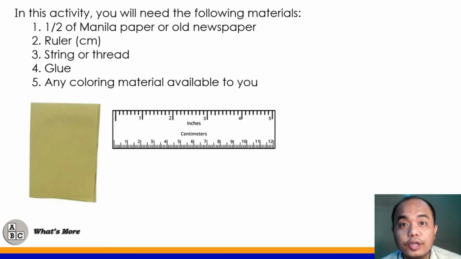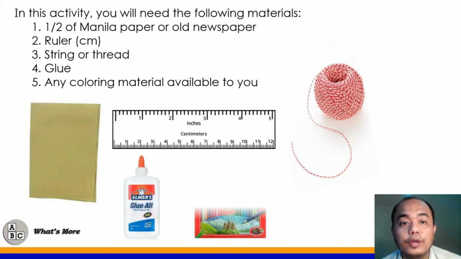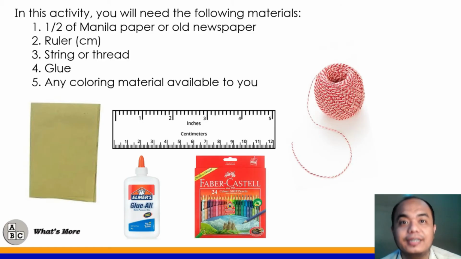Make sure na yung ruler ninyo may centimeter na part. Also, the thread or a string, pwede rin. Glue. And of course, coloring material. Okay, so ito yung mga kailangan na materials in constructing our model of solar system later on.